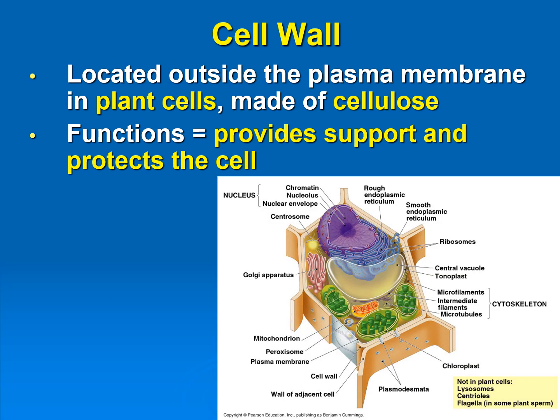Okay, and then the cell wall. So the cell wall is just located right outside the plasma membrane on our plant cells, and it's made out of cellulose. And cellulose is just a type of carbohydrate. And the function of the cell wall in the plant cells is that it provides support for the plant cell, and it also helps protect the cell as well because it's a pretty sturdy structure that they have.